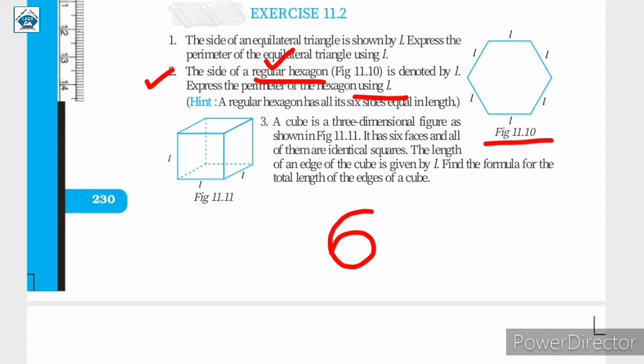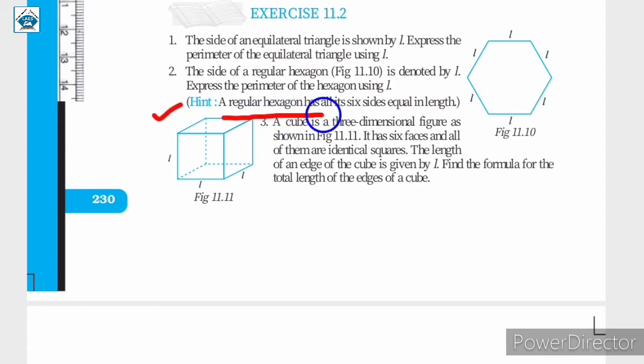यानी कि अगर एक साइड L सेंटीमीटर का है तो सारे साइड्स जो है इस हेक्सागन के, they will be equal to L centimeter. So here we are given this, we are shown this in figure 11.10. Again, what we are going to do is we need to express the perimeter, that is the sum of all the 6 sides. Here we are given a hint. A regular hexagon has all its 6 sides equal in length. यानी कि यहाँ पर सारे साइड्स, जैसे कि मैंने बताया, अगर एक साइड L सेंटीमीटर का है तो बाकी के 5 sides will also have the measurement as L centimeter.